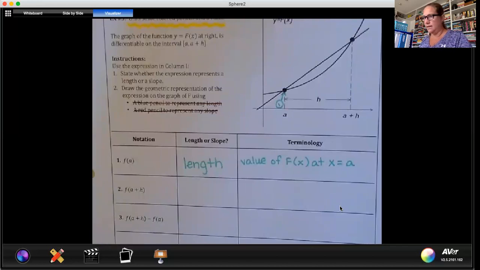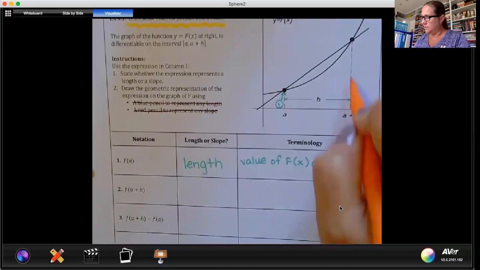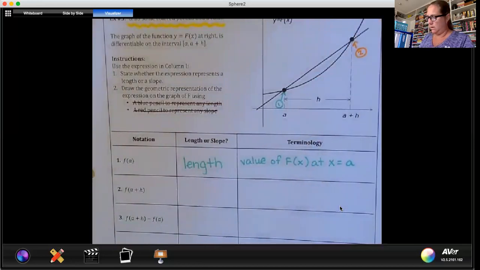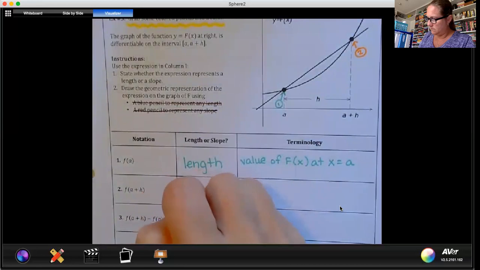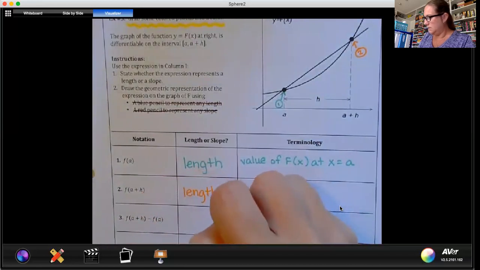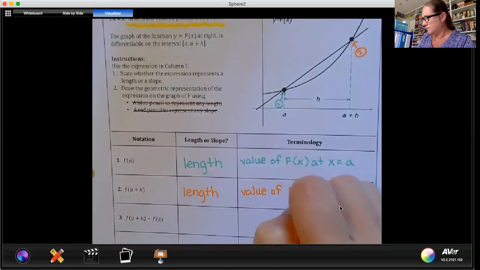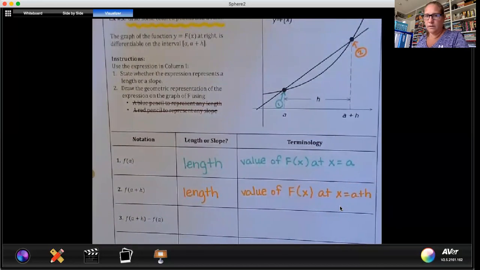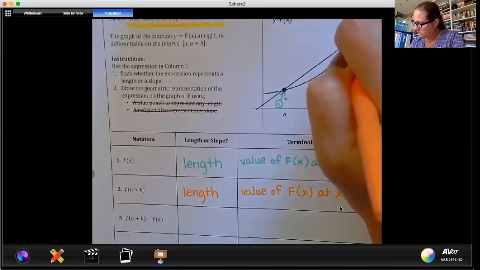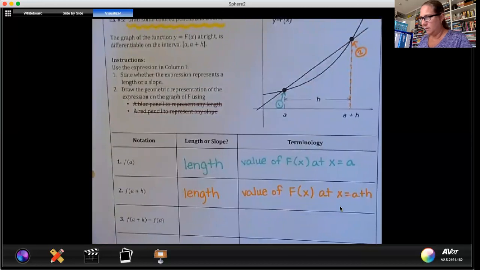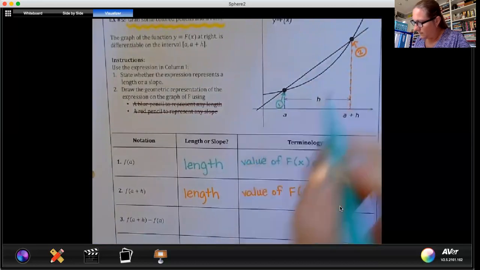f of a plus h, here's a plus h, here's f of a plus h. Also a length, very similar to number 1. It is the value of f of x at x equals a plus h. So it is your y value when x is a plus h, and this would be your y value here.